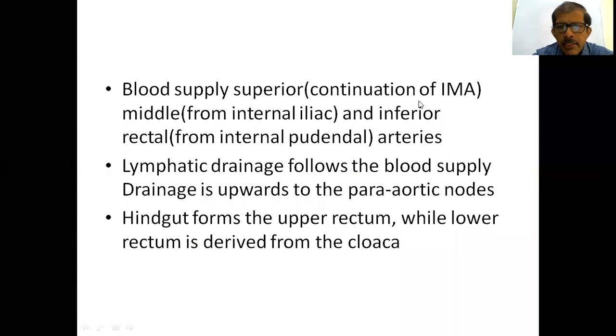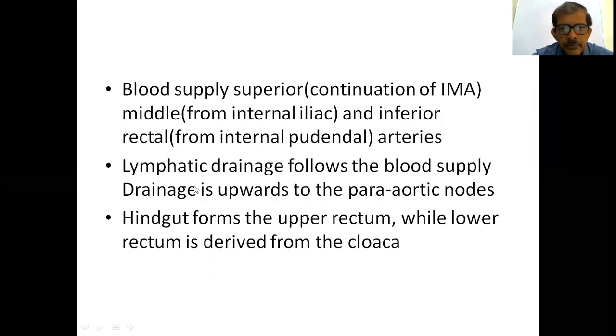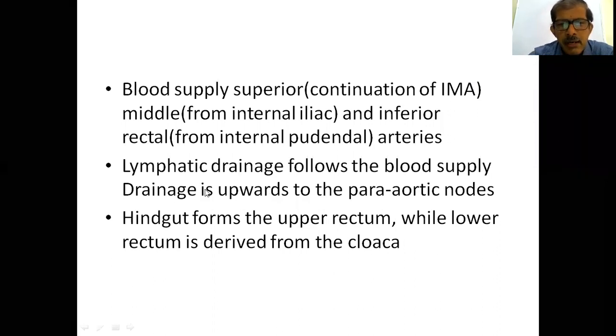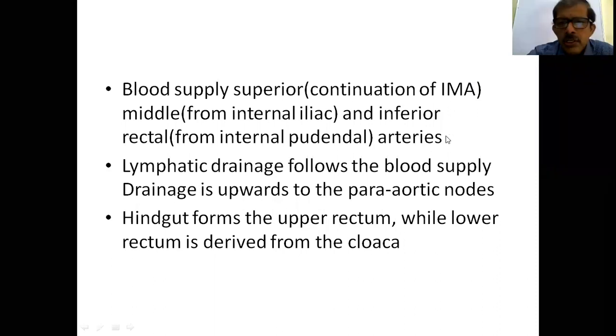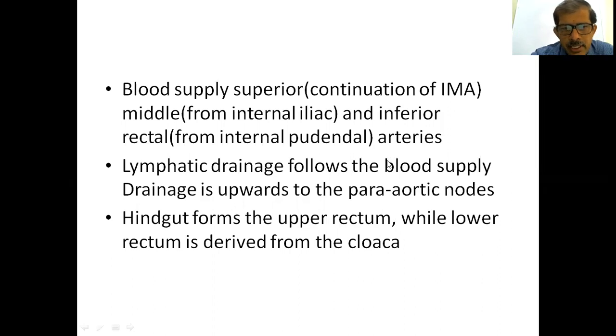So the blood supply, already we discussed, is mainly the superior rectal artery, which is a continuation of the inferior mesenteric artery. We also have middle and inferior rectal arteries, and the lymphatic drainage is upwards. That is very, very important. That's why we have to ligate at the origin of the inferior mesenteric artery whenever we resect the rectum.